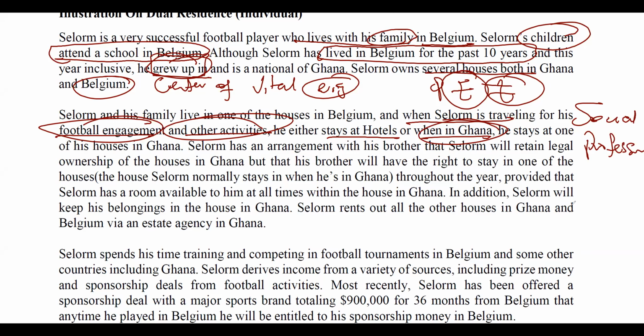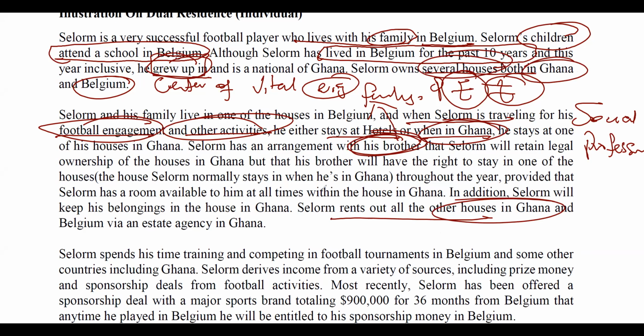True. You can see, I use what the case is giving. And they said what? He stays at one of the houses and he has an arrangement with his brother. Social life, right? Family. Center of vital interest. And he rents out other houses in Ghana. They said he owns several houses also in Ghana. Administration of his properties. And the other houses are managed through an estate agency in Ghana. Using an estate agency, administration of your properties in Ghana.